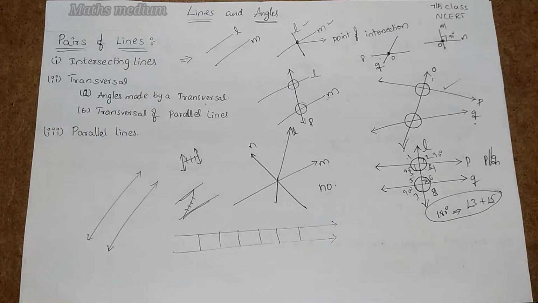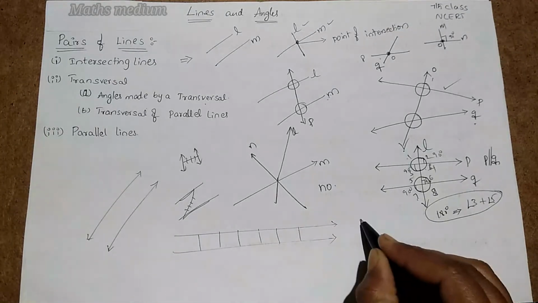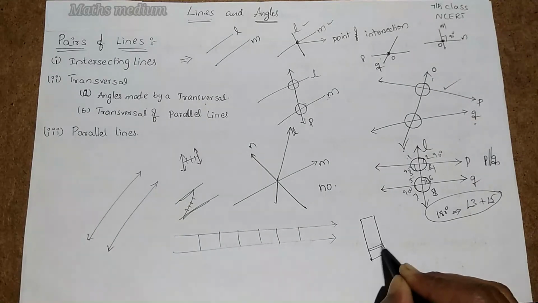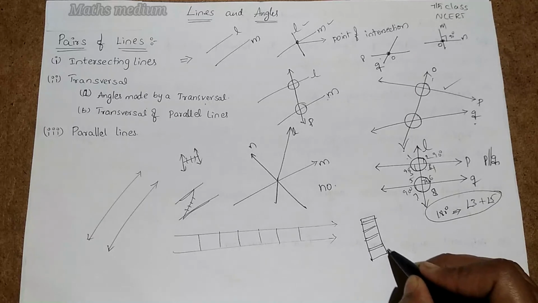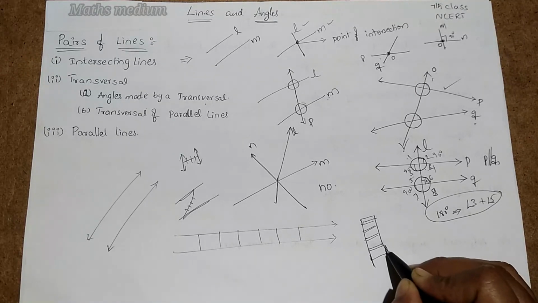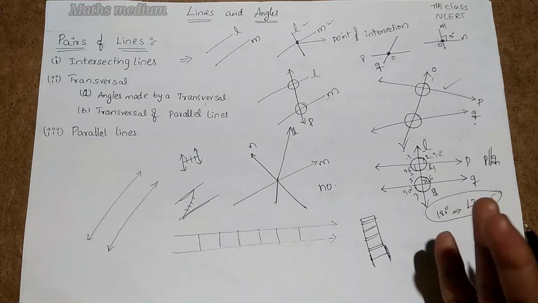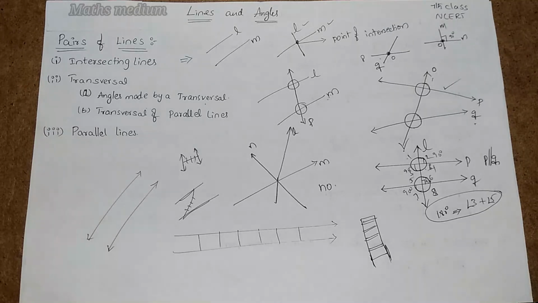So this is also a parallel line example. If you take a ladder also, a ladder is a perfect example of parallel lines. The two sides of the ladder do not touch each other. So this is about the lines, mainly pairs of lines. I hope you understand this session.